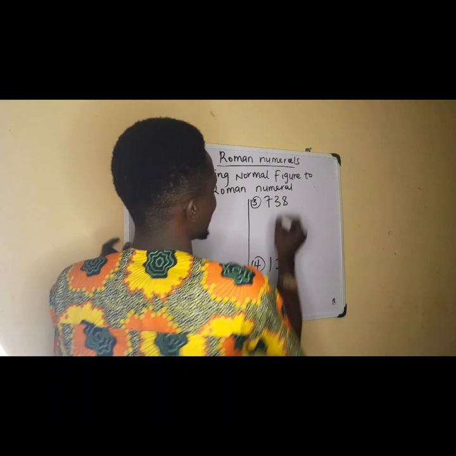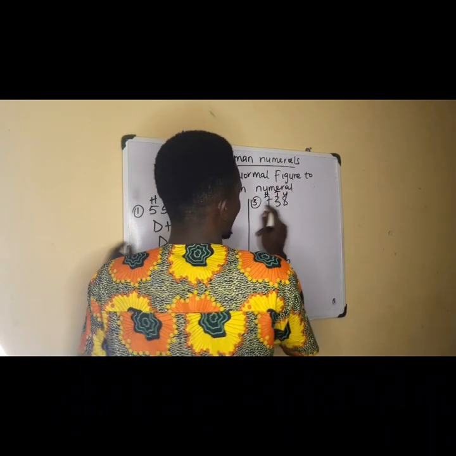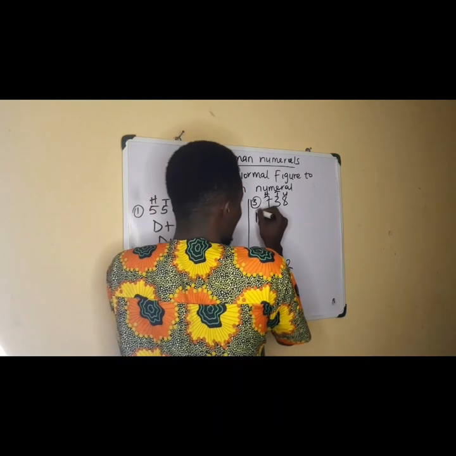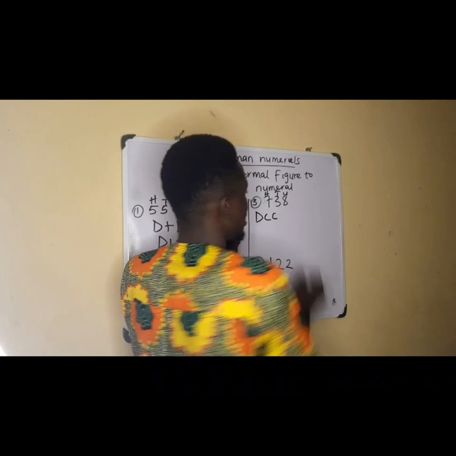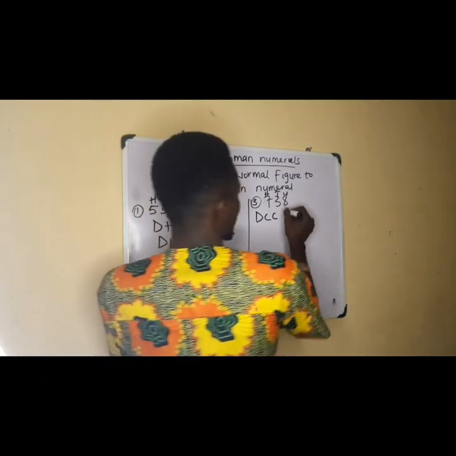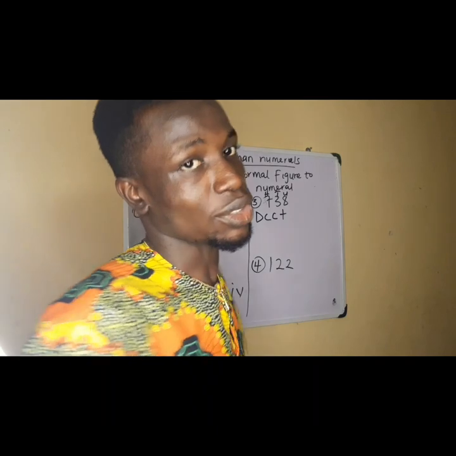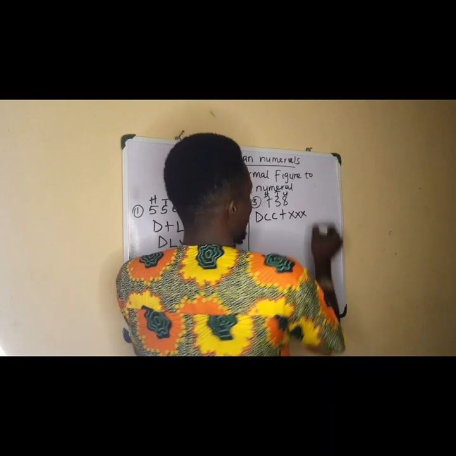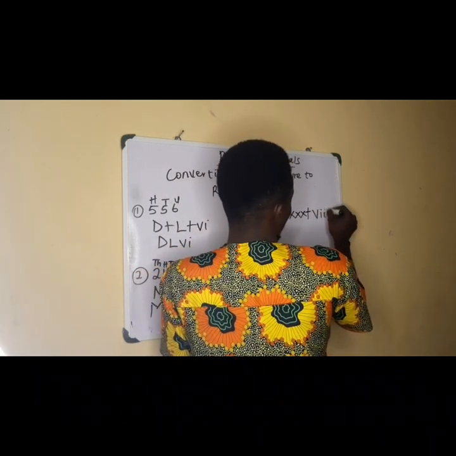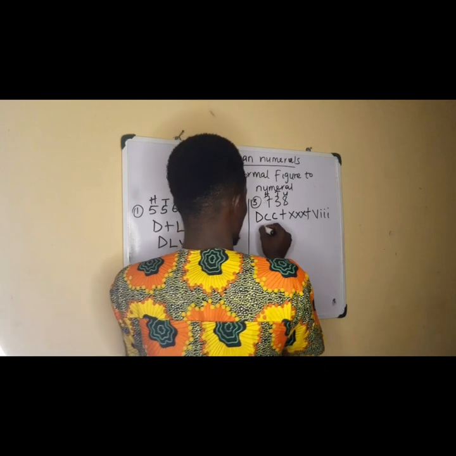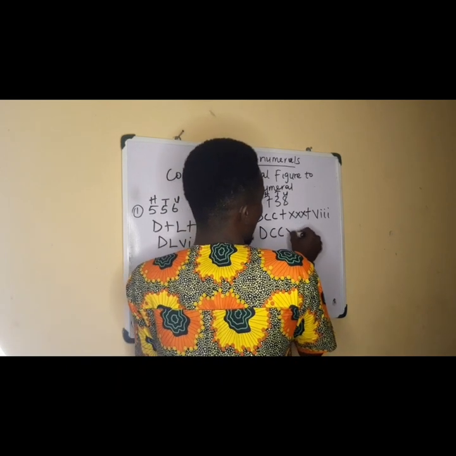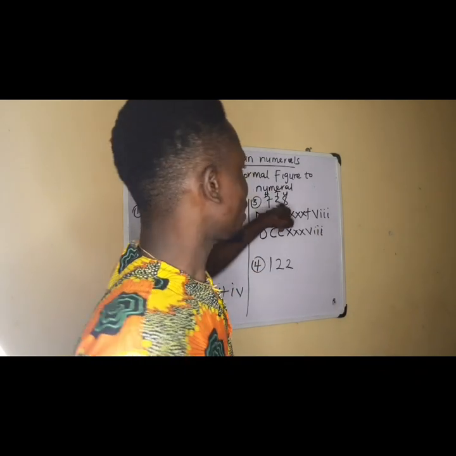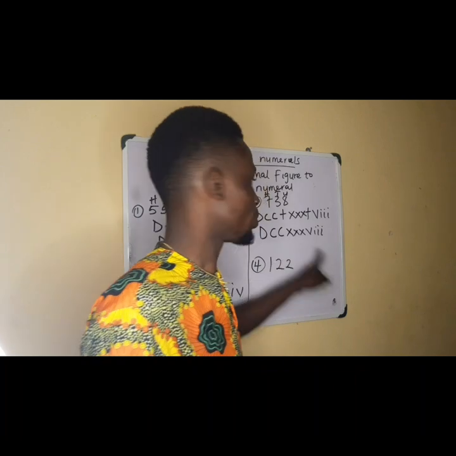So we'll go to the next one. Units, tens, and hundreds. Under hundreds we have 7, that is 700. So how do you represent 700? I can represent it as D for 500, then 2 C's. So this is 700. Plus, under tens we have 3 tens or 30. 30 simply means what? XXX, that is 30. Plus 8. 8 means VIII. So if I join them together, it will give me DCCXXXVIII. So this is how to represent 738 in Roman numerals. Okay?